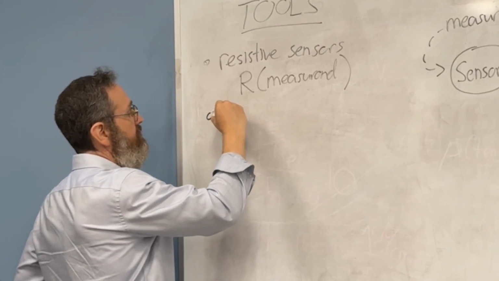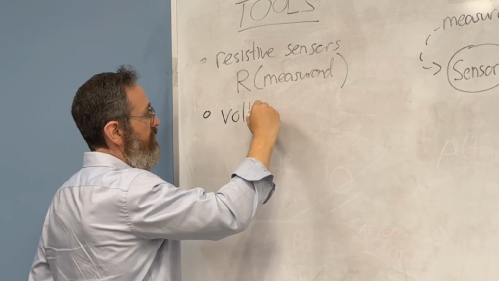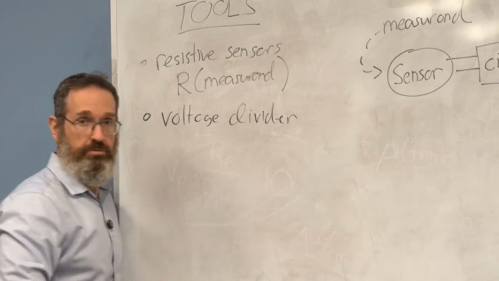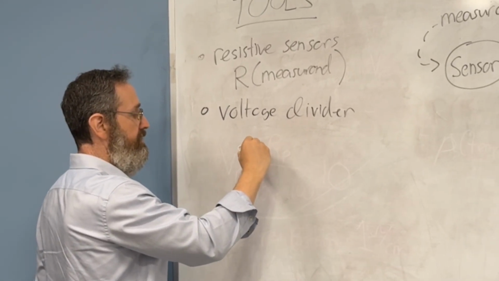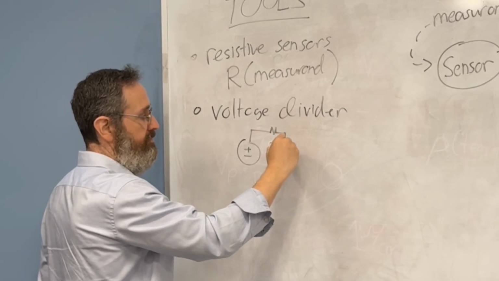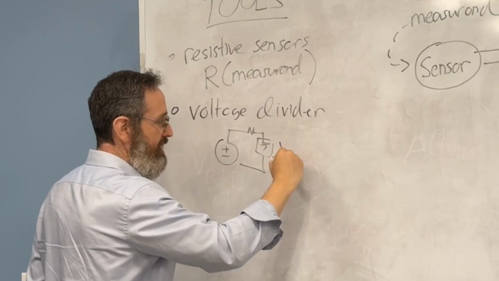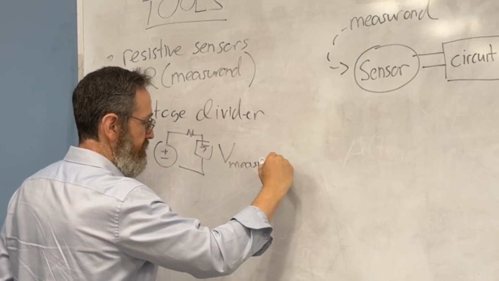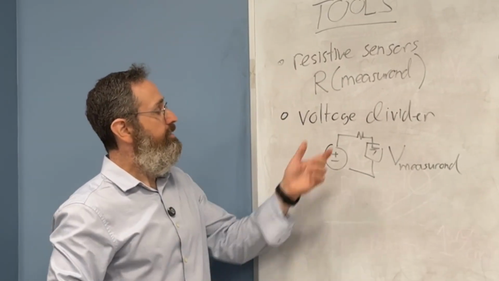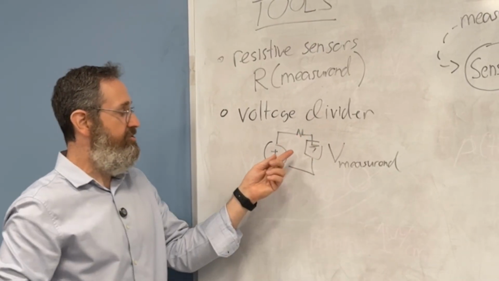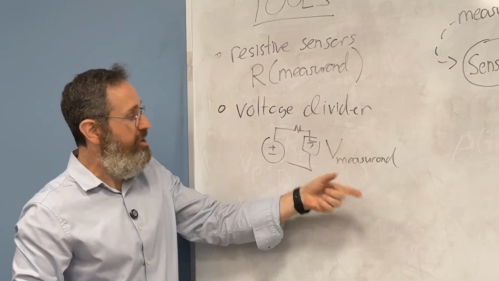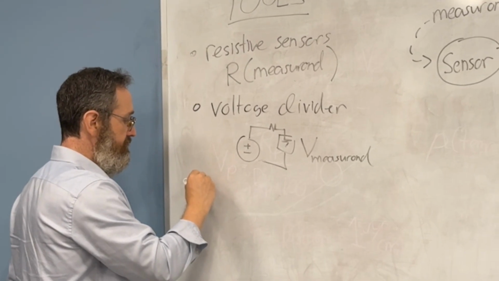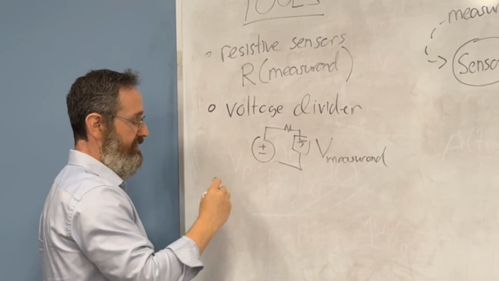Another tool that you have is the voltage divider. Right? That was a good tool. I'll just put a little picture of it here. That's this tool, where you now have a V, and let's call it V measurand. A voltage divider is a tool that you use your resistive sensor in to get a voltage that changes with your measurand. That was a tool that you had, right? Along the way, I gave you an equation for that.